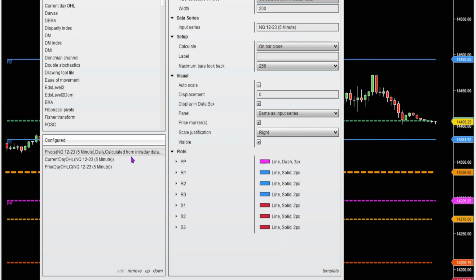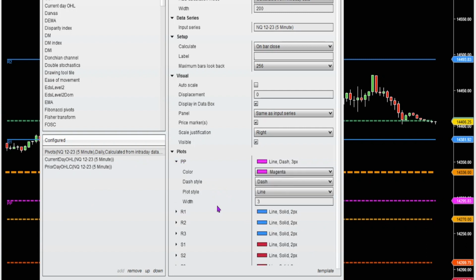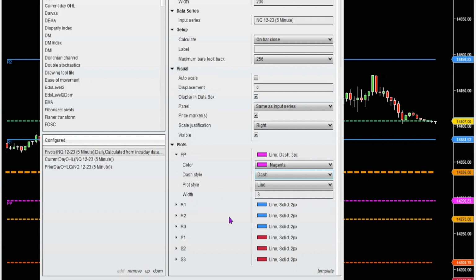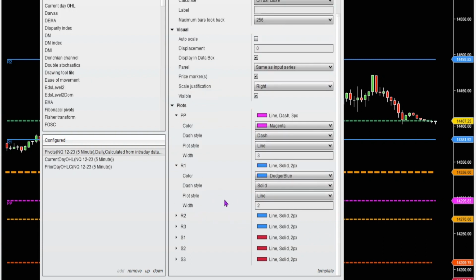And on all 3 of these indicators, I've gone in and changed the color and the thickness of most of these lines. For the pivot point, I've chosen magenta just because it really pops on the chart. It's a level that I definitely want to pay attention to. I've got a dashed line for the pivot point. The same thing for R1, R2, R3. You can change the color and the kind of line that you would like and the width for all these different support and resistance lines.